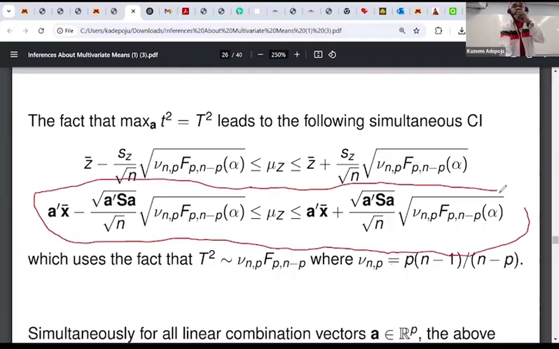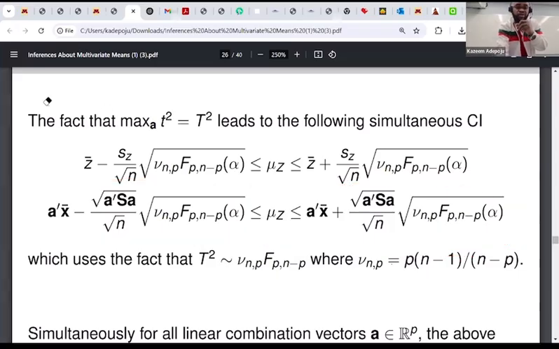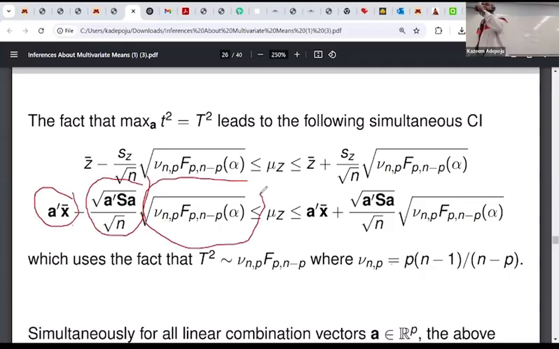We have a new confidence interval based on simultaneous uppercase T squared. This formula is different from the one we did before. If you compare the two, let me show you what is common. This guy is still there. This guy is still there. But the only thing that changed is the quantifier.